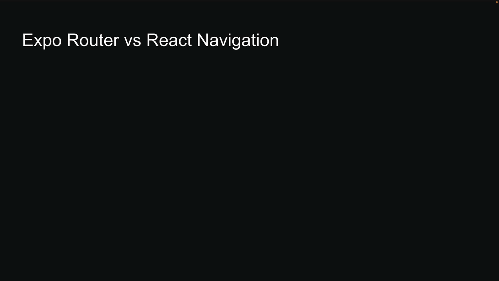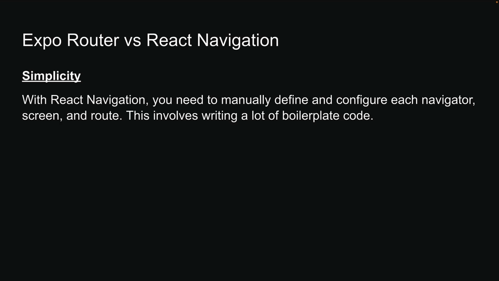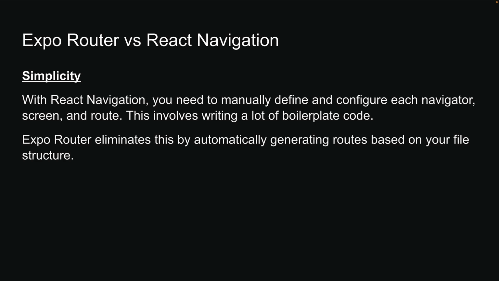Although Expo Router and React Navigation are both libraries from the Expo team, let's understand why it's worth considering Expo Router over traditional React Navigation. First and foremost is simplicity. With React Navigation, you need to manually define and configure each navigator, screen, and route. This involves writing a lot of boilerplate code. Expo Router eliminates this by automatically generating routes based on your file structure.